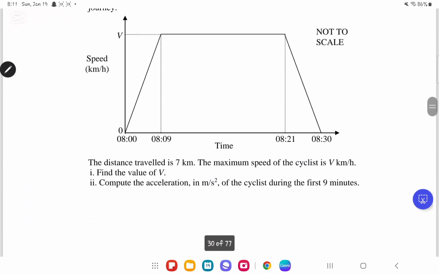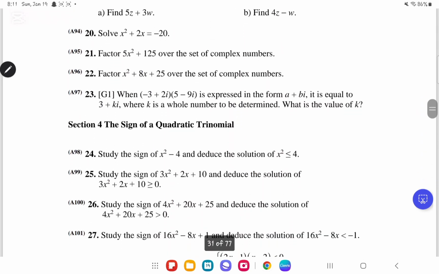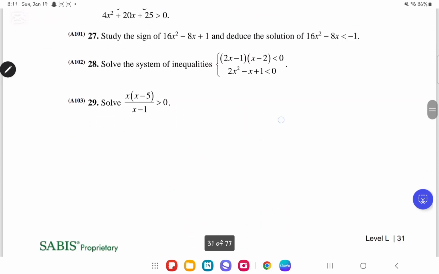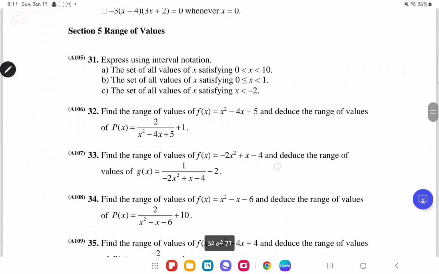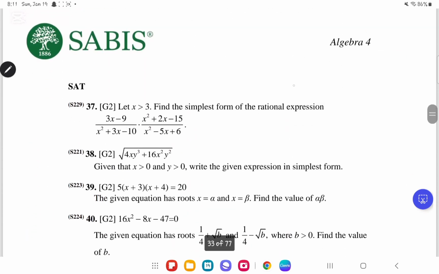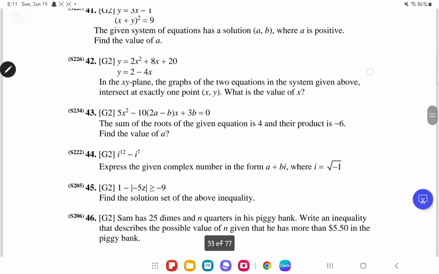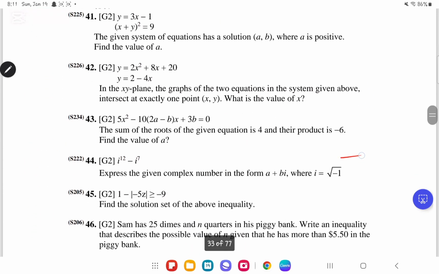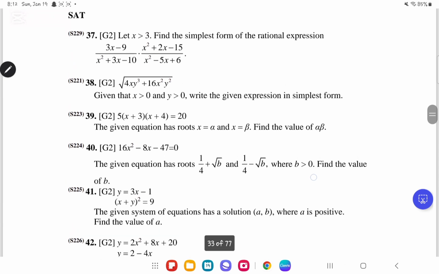Okay, so we move on to the grid 2 questions. We have grid 2 question 37 here. From 37 all the way to 43. Or, sorry, did I say 32? I meant to say 37 until 43. So, let me go back up.